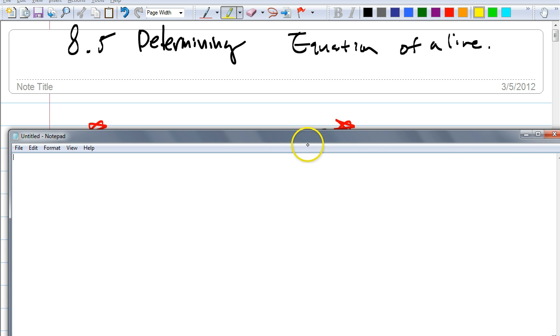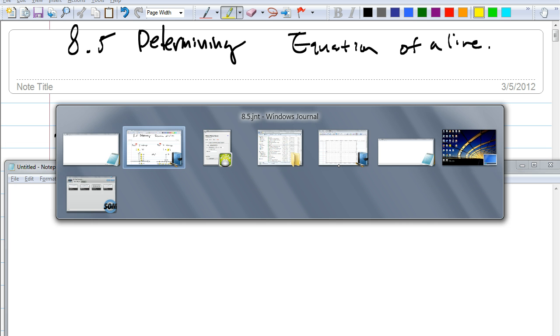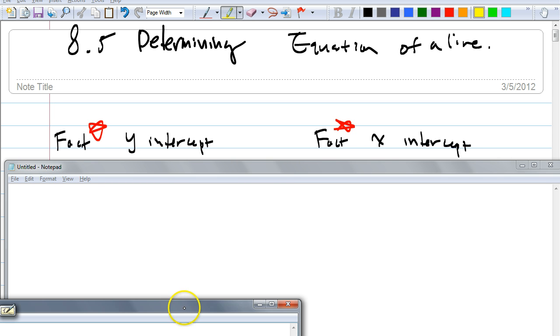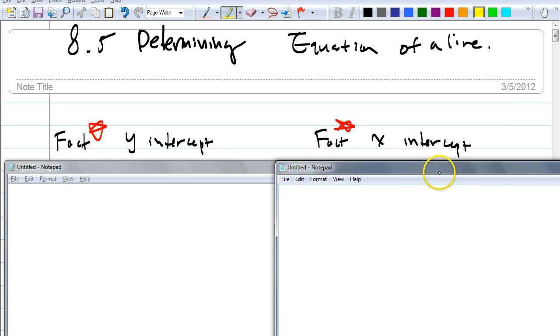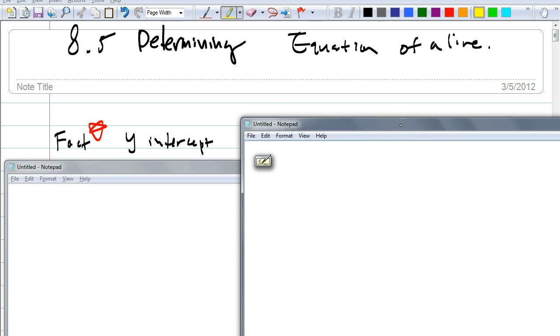Before I begin, I want to ask you some facts about x and y-intercepts, because on your homework you're going to see a bunch of these. But let's start with the y-intercept. What does the y-intercept look like in terms of an ordered pair? It always looks like this. As an ordered pair, the y-intercept, can anyone see it? We talked about this before.